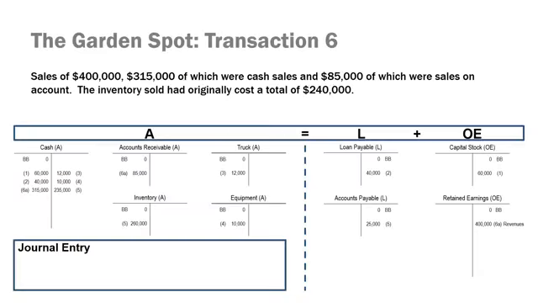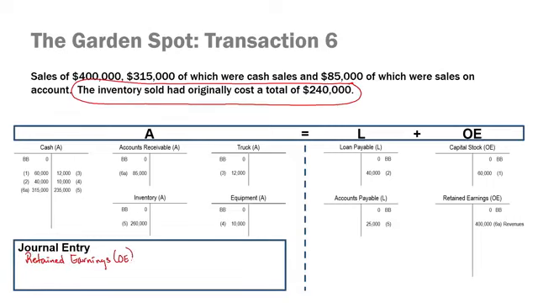Let's go to transaction 6, part B. Okay, recall that part B is recording the cost of the inventory sold. So when we record the cost of inventory sold, we record that as a left side entry to retained earnings. We'll call that cost of goods sold. Retained earnings decreases, because this is an expense, by $240,000.